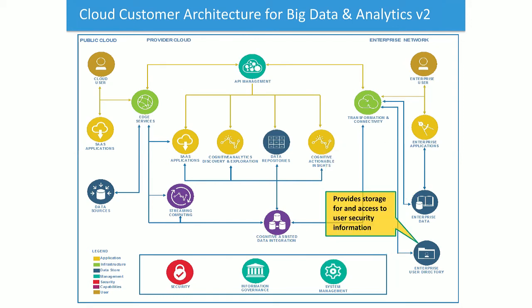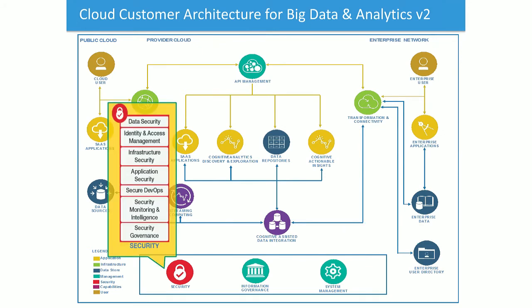And then let's move to the next chart. The next chart talks about the enterprise user directory. It basically provides the storage for and the access to the user security information. Really identify who's who, right? And to be able to provide the right level of access to different data sources, different applications. Okay, next one. Now we are at the bottom.